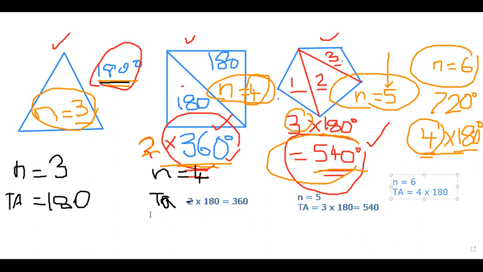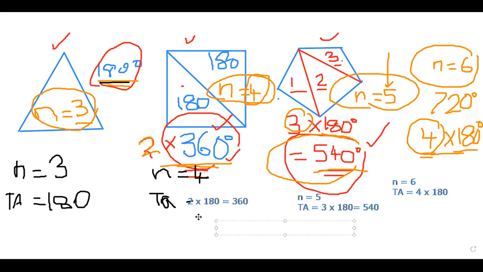Now, you look at all these patterns. When n is 4, total angle is 2 times 180. When n is 5, total angle is 3 times 180. When n is 6, total angle is 4 times 180. What is the pattern?